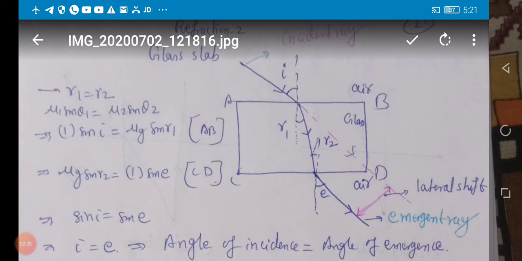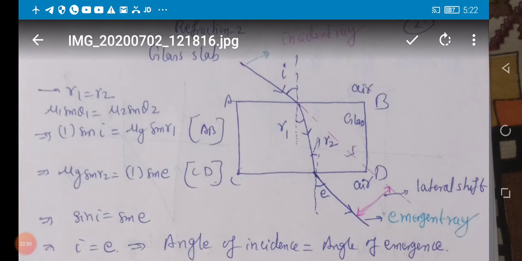First, I have applied Snell's law, student, at the surface AB. And what is Snell's law? Mu1 sine theta 1 is equal to mu2 sine theta 2. Mu1 is the refractive index of the medium where the light travels first. Mu2 is the refractive index of the medium where the light travels second. Theta 1 is the angle of incidence in the first medium, theta 2 is the angle in the second medium.